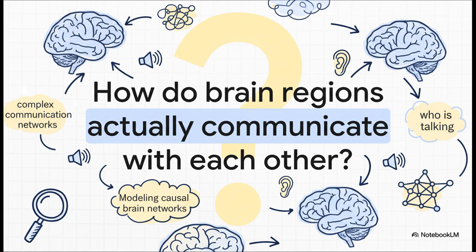So, this is the big question, right? It's one thing to see that a couple of brain regions are active, but it's a completely different challenge to figure out the flow of information. Who's sending the message, who's receiving it, and who's actually influencing who. It's this incredibly complex network, and to map it out, you need a very special kind of approach.